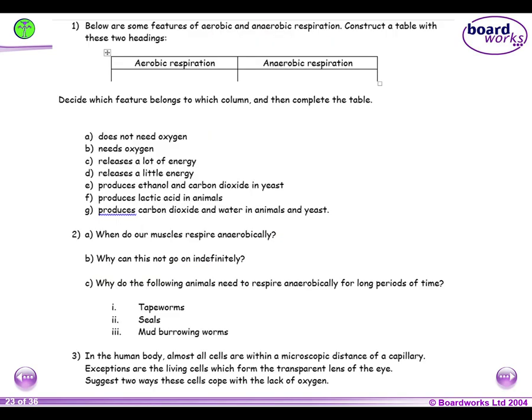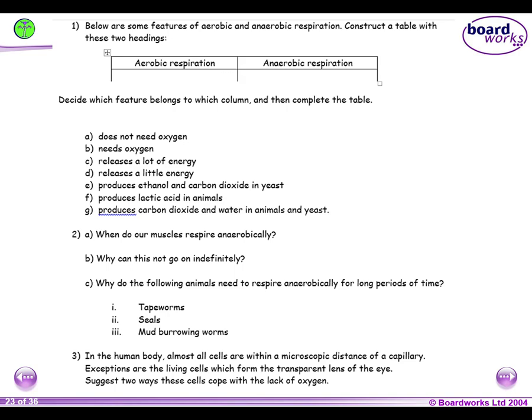Okay, then if we distill some of those things, you end up getting your spirits, but that's a slightly different process. So finally for today, I would like you to either print out the sheet or copy it out, I don't mind which. You've got some statements there. I'd like you to put them into either the aerobic column or the anaerobic column. They're very straightforward. Question 2, when do our muscles respire anaerobically? Again, that's very straightforward. You just need to say what we're doing.